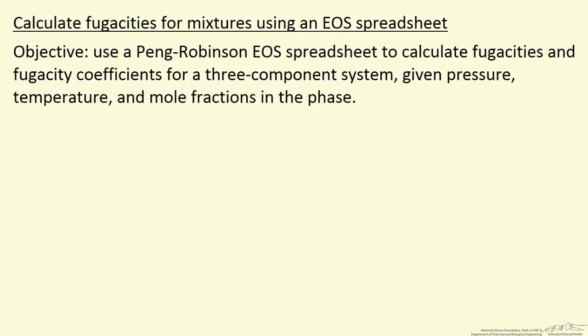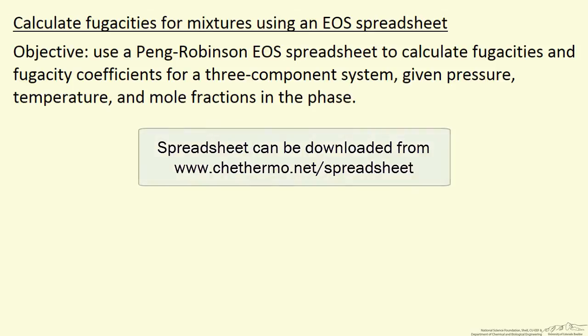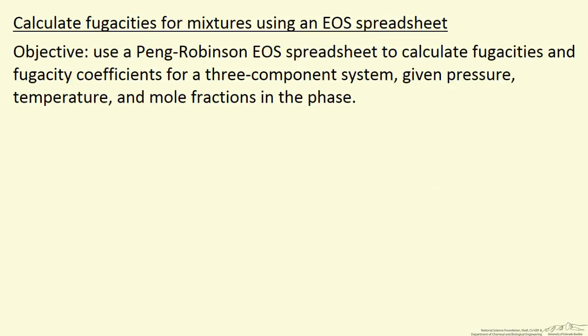We're going to calculate fugacities for mixtures by using an equation of state. In particular, we'll use the Peng-Robinson equation spreadsheet from the Elliott and Lira textbook. And we're going to calculate fugacities and fugacity coefficients. So given pressure, given temperature, and given the mole fractions in the phase, we can calculate the fugacities.